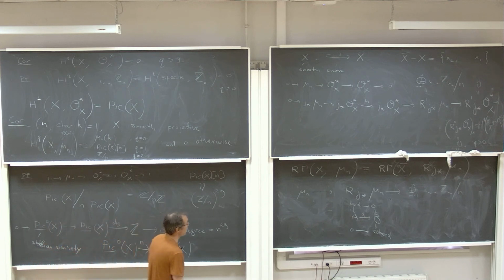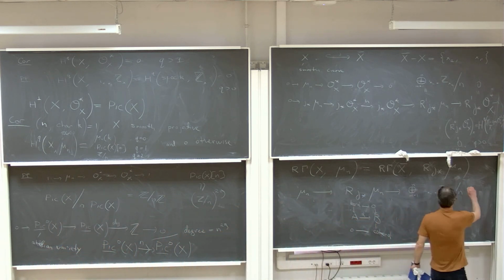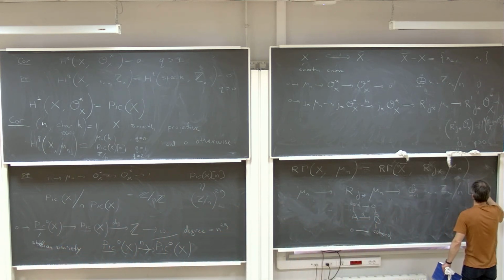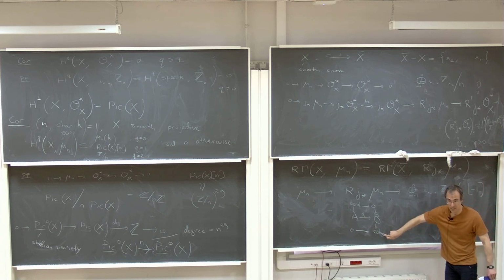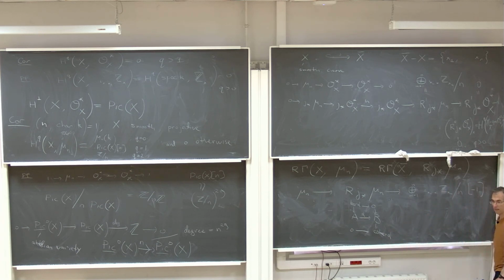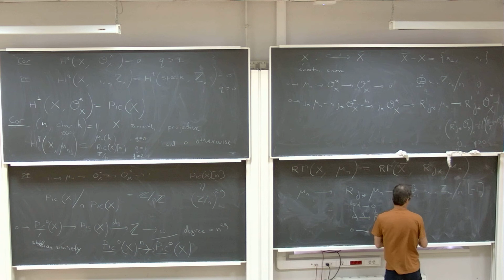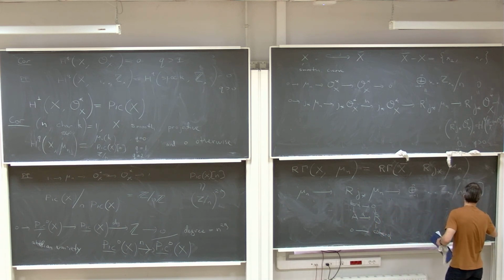So yeah, and by the way, no one corrected me. This is a very important correction. This is -1, right? This complex sits in degree 1, which means that I should put -1 here. This is a distinguished triangle. So mu n twisted by 1. Okay.